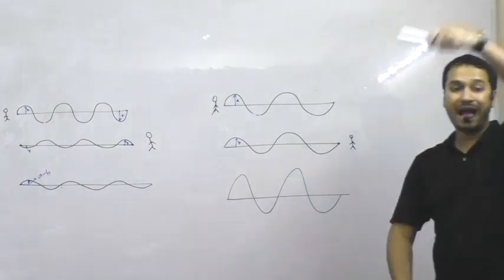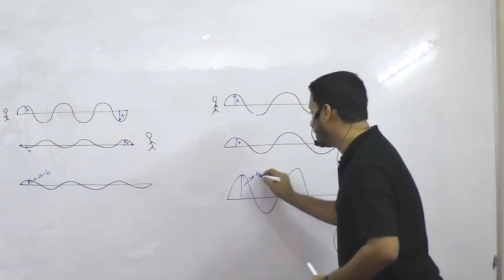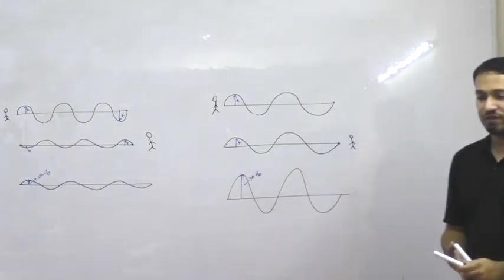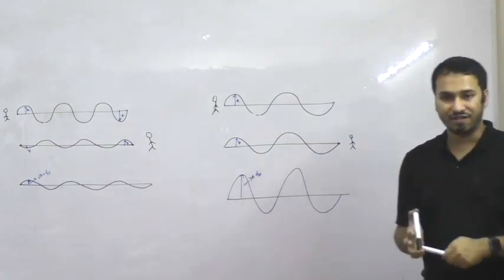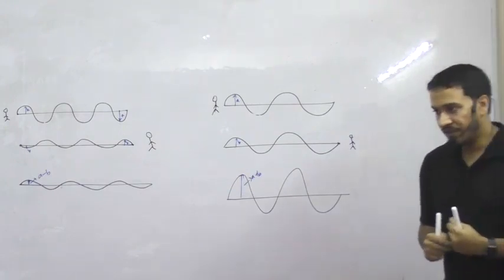Now the wave will be amplified. What will be the amplitude now? A plus B. This is what we call constructive interference. And that is what is called destructive interference. Whenever destructive interference occurs, the amplitude decreases and it results in loss of energy.